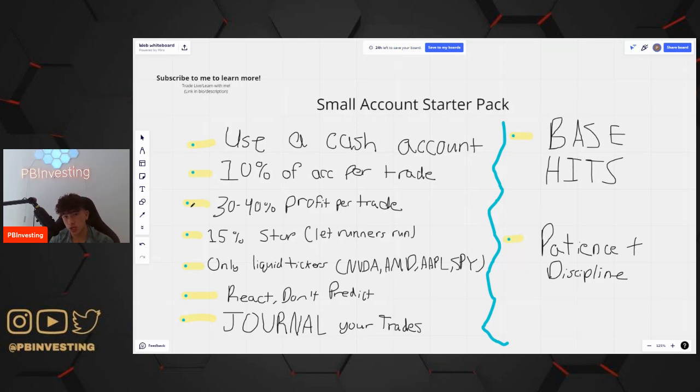So if you're using 10% of your account per trade, I would target around a 30 to 40% profit per trade. I know I just said a lot, so let's go over it. You're putting $500 in every trade, and your stop loss, meaning if you get down $75, you're out. Or if you get up $150 to $200, you're getting out.